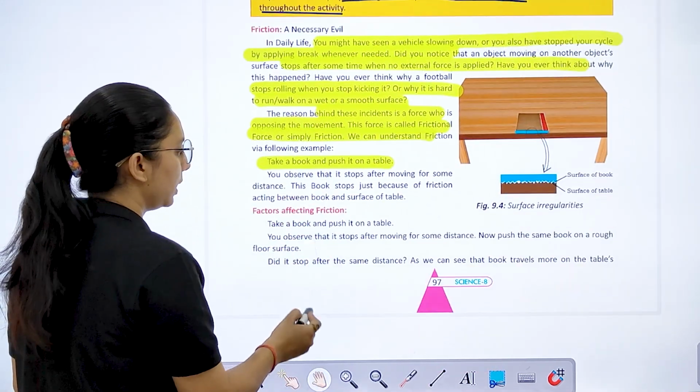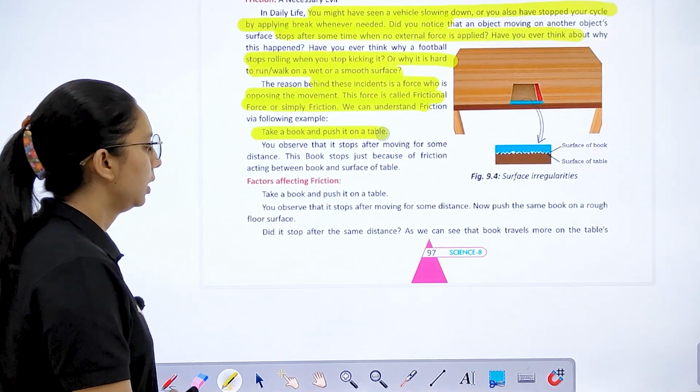Take a book and push it on the table. Now what are the factors that affect friction?